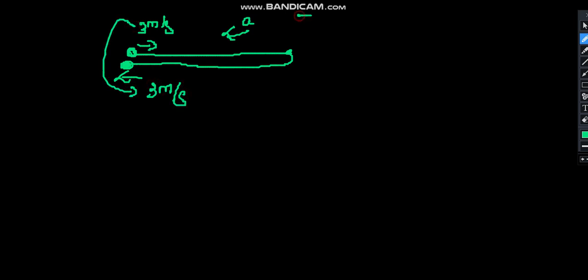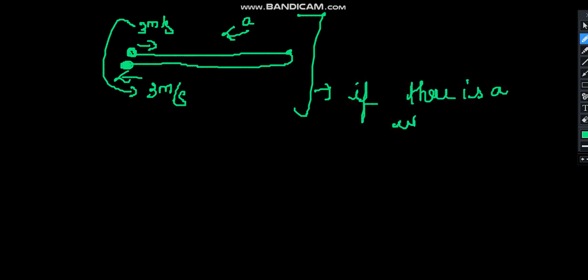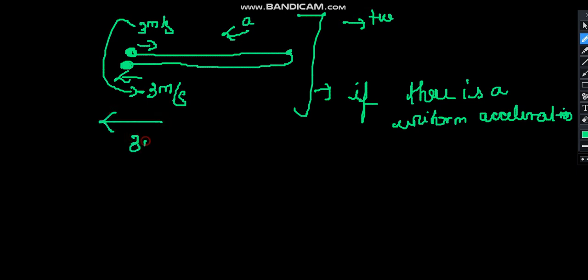That is one of the main rules, a very useful rule. If there is a uniform acceleration, then basically here 3 meters per second, if we consider this to be the positive direction, this would be minus 3 meters per second. In this direction, it would be 3 meters per second or minus 3 meters per second. That is how it is.